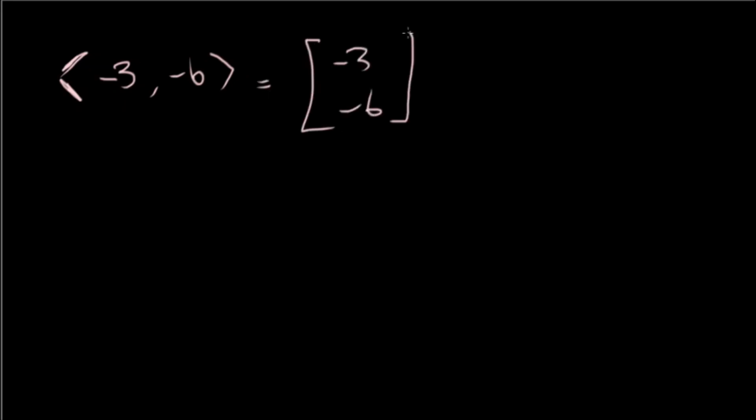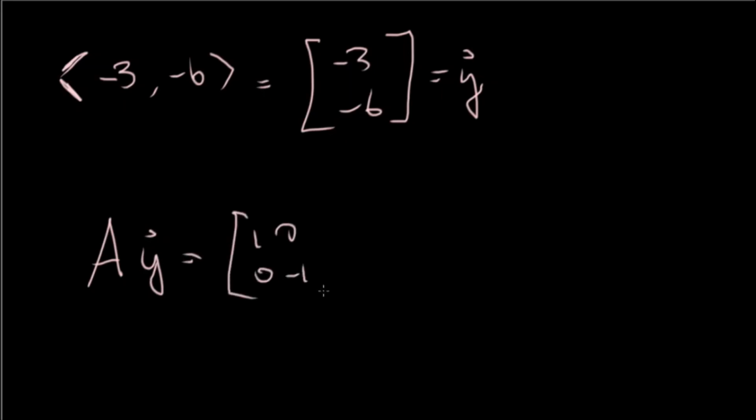So here's another vector, -3, -6. That can be rewritten as the column vector. Let's call this thing y, and find out what A times y does. So 1, 0, 0, -1 times -3, -6. Just do it out. -3 and then +6.